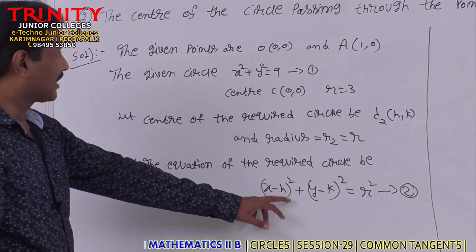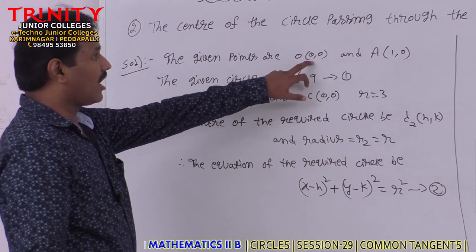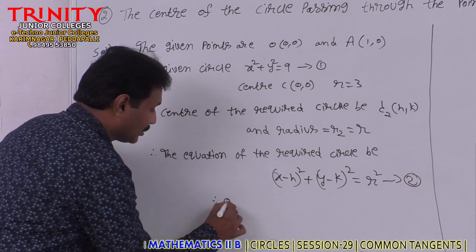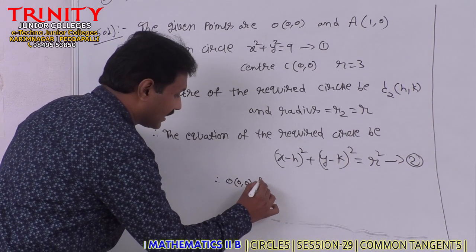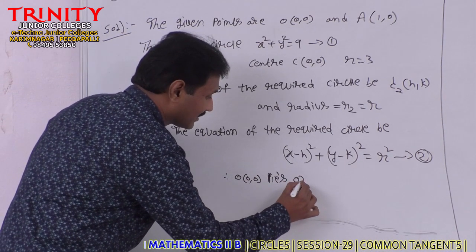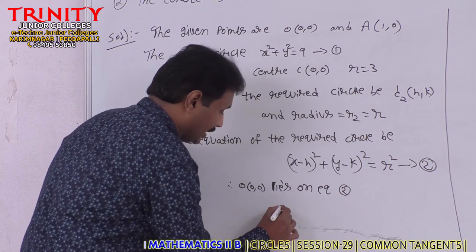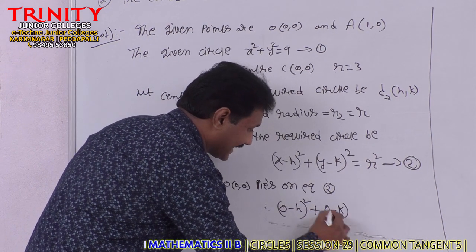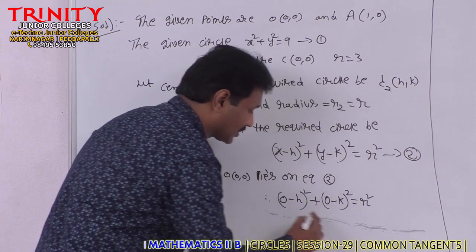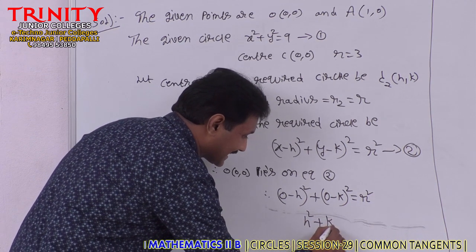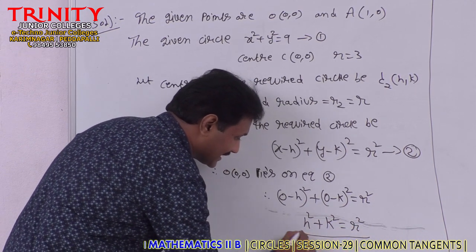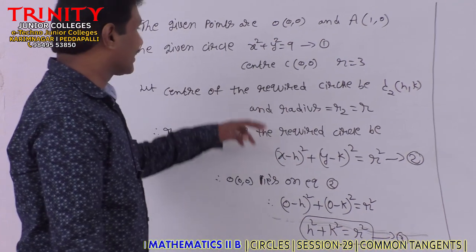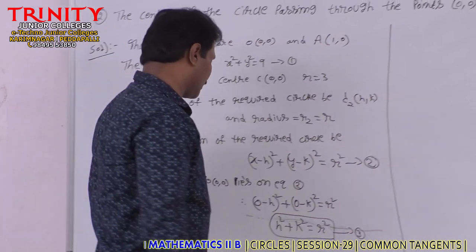By data, the required circle passes through the origin. Therefore, 0, 0 lies on equation 2. Therefore, 0 minus h whole square plus 0 minus k whole square equal to R square. That means h square plus k square equal to R square. This is one of the properties, equation 3. And our required circle also passes through A 1, 0.